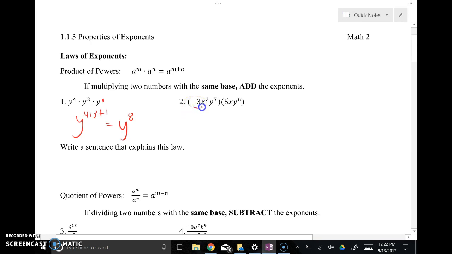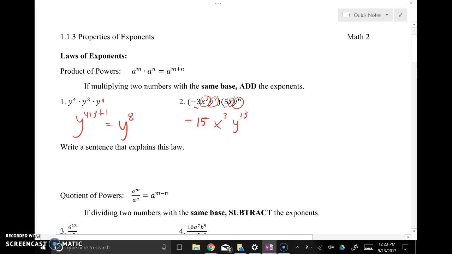Now, don't let these numbers change how you're doing things because they don't have exponents. So negative 3 times 5 is still negative 15. That doesn't change. But I then focus on the variables that are the same, and I look at their exponents, and I do apply this product of powers rule. So x squared times x to the first is x to the third, and y to the seventh times y to the sixth is y to the 13th.